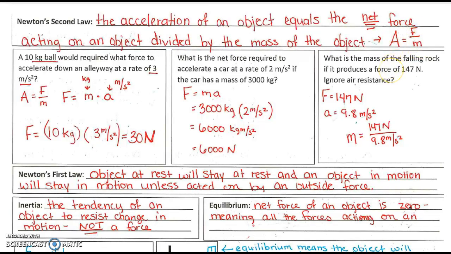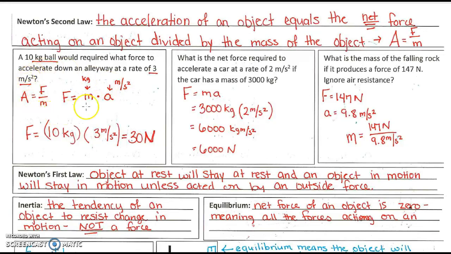This goes back to that same equation. It's just a way to rewrite it. It still would show the FAM kind of setup. F equals m times a. This is just a different format. So in the first problem, we see a 10 kilogram ball would require what force to accelerate down an alley at a rate of 3 meters per second squared.